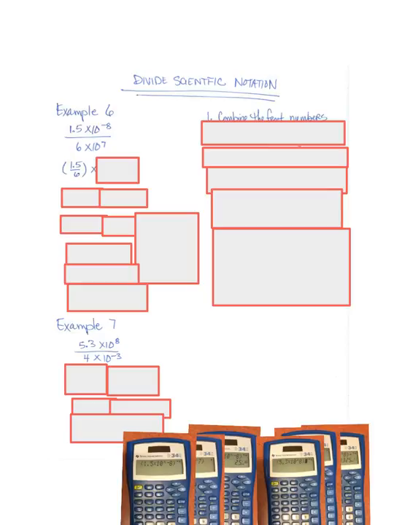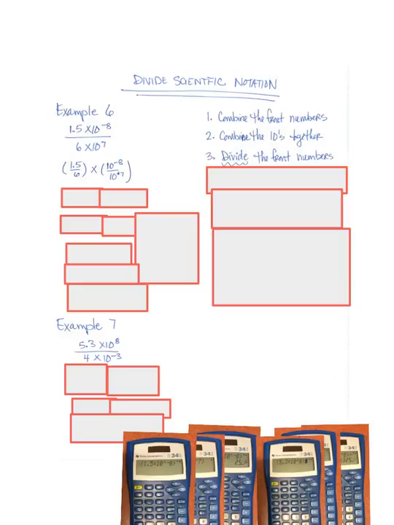The second thing we need to do is combine the 10s together. I like to write them like this because, again, it reminds me we're dividing those, and it helps me understand the division. Going into step 3, we divide those front numbers. 1.5 divided by 6 is 0.25. Then we divide the 10s together.